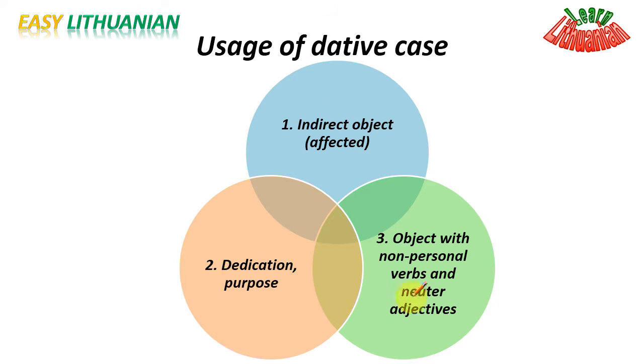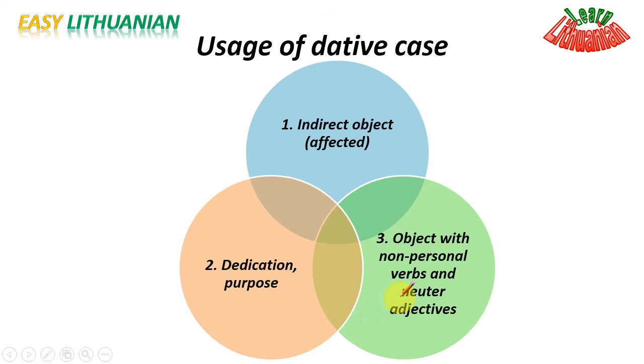Basically, these are the non-personal verbs, when something is being liked or something like this, and the verb is non-personal, so the object is somehow indirect. For example, man patinka lietus. Man is in dative case. I is in dative case. Man, for me. So with those non-personal verbs like patinka, you should use dative case.